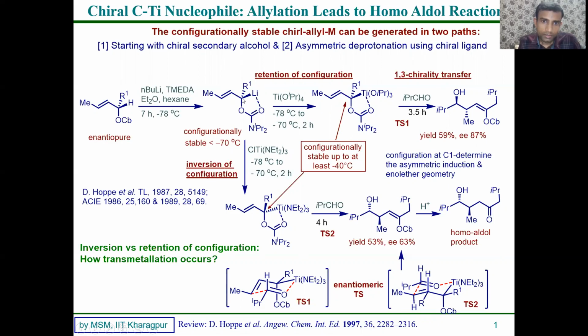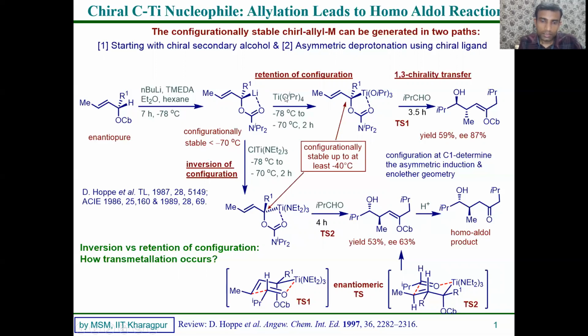So if you take this configurationally stable carbon center attached to a lithium, this chiral center is configurationally stable because of the coordination with this carbamate oxygen. Remember, if this coordination is not there, this sp3 carbon-lithium bond will undergo rapid flipping. Actually this chiral center will be racemized. So by taking this lithium, which is configurationally stable at less than minus 70 degrees centigrade, a lot of chemistry can be done. What can be done?